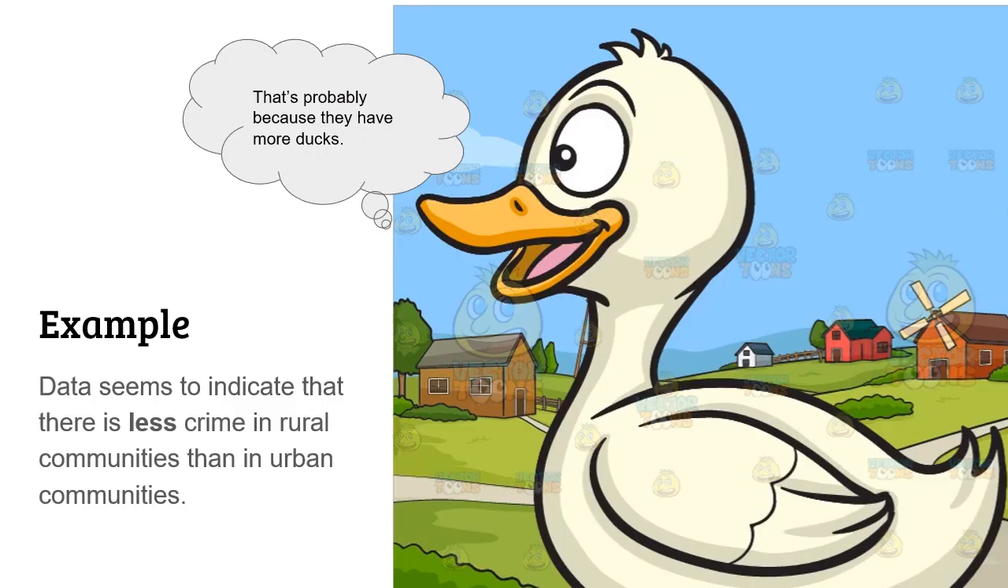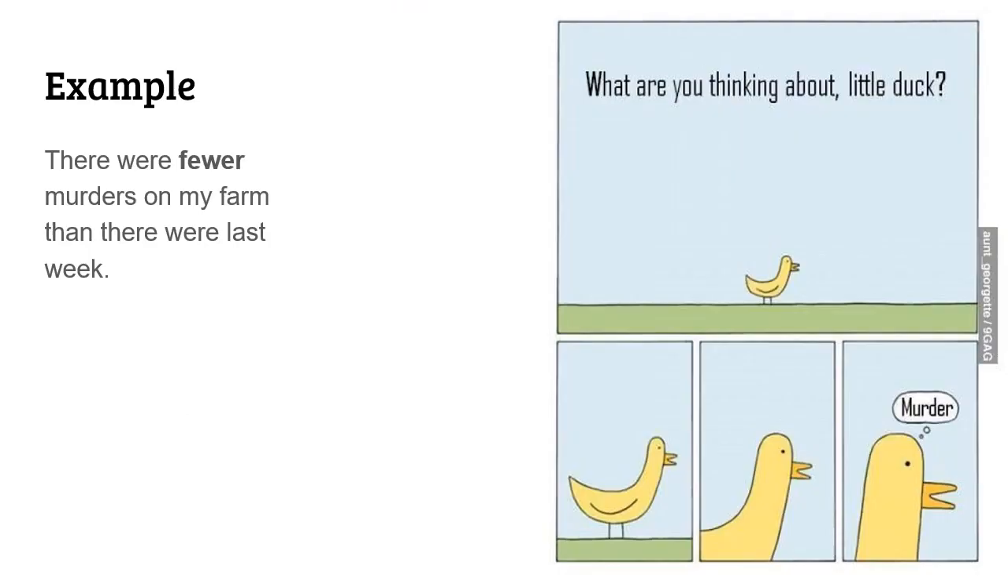In this example, we're talking about the general concept or idea of crime, not specific countable crimes. Data seems to indicate that there is less crime in rural communities than in urban communities. However, if we were talking about a specific crime like murder, something countable, we would use fewer. There were fewer murders on my farm than there were last week.